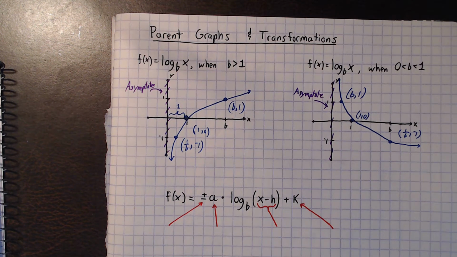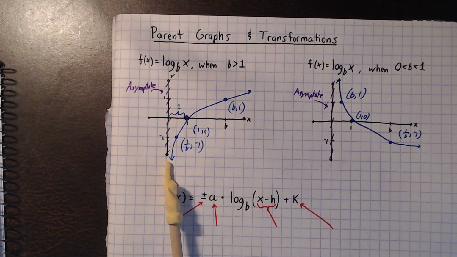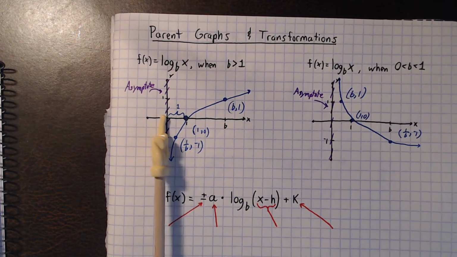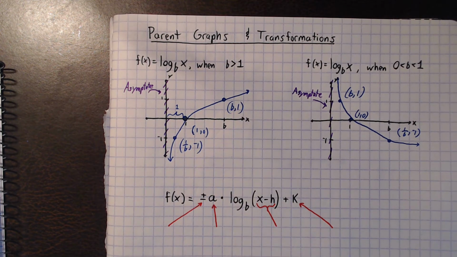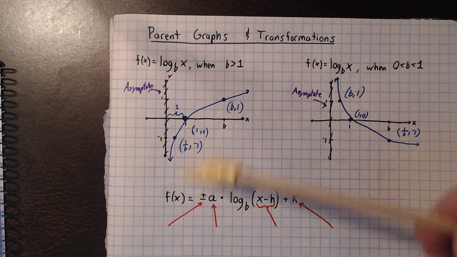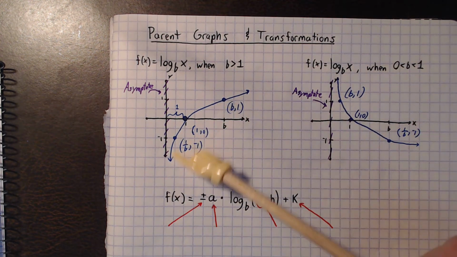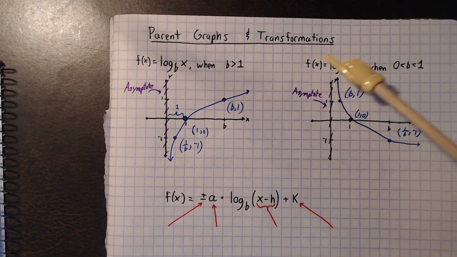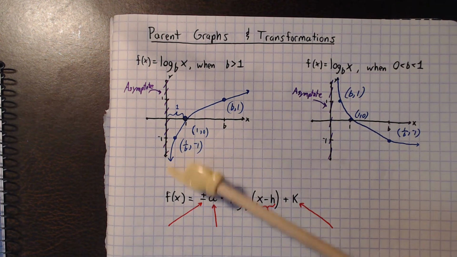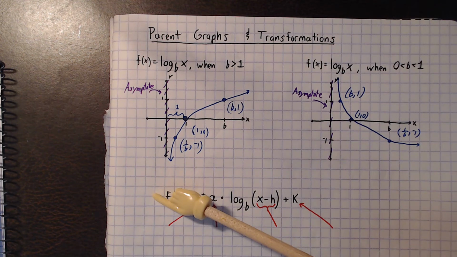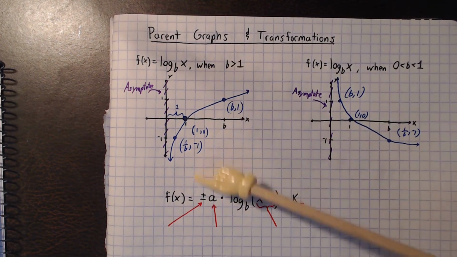Real quick, let's talk about domain and range. A domain here, we can see, is being restricted along this y-axis, right? So in this case, our domain is limited to anything positive. Our range, however, we can get anything out, right? This thing's going down forever, and it's going this way, which is somewhat up forever. So our domain is going to be limited to whatever our asymptote happens to be. Our range is going to be all real numbers.